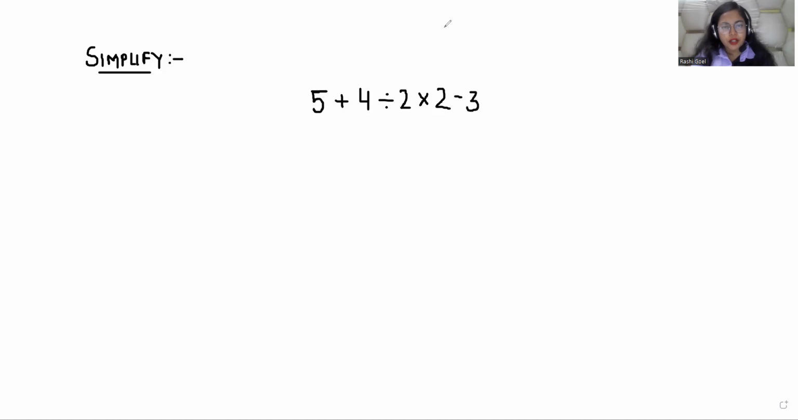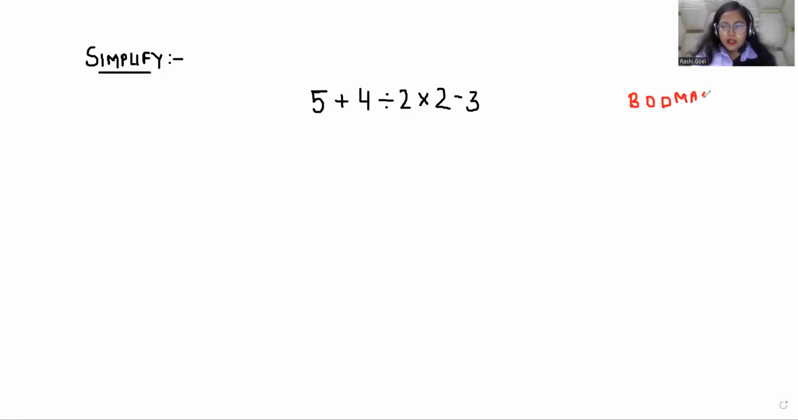My name is Rashi Goel, and in this video we are going to simplify this. So as we can see in this question, we have four signs, that is addition, division, multiplication and subtraction. So the question is, from where do we start solving this question? So we have the BODMAS rule.